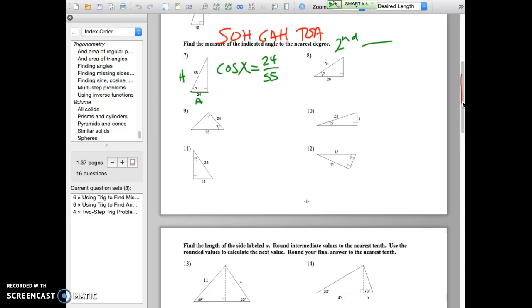You should get 0.99999. Oh, no, I'm sorry, because I did it wrong. I forgot to put cosine -1, so you should get 64.1 degrees. Now it says to the nearest degree, so it'd just be 64 degrees. Let's do another one of those.